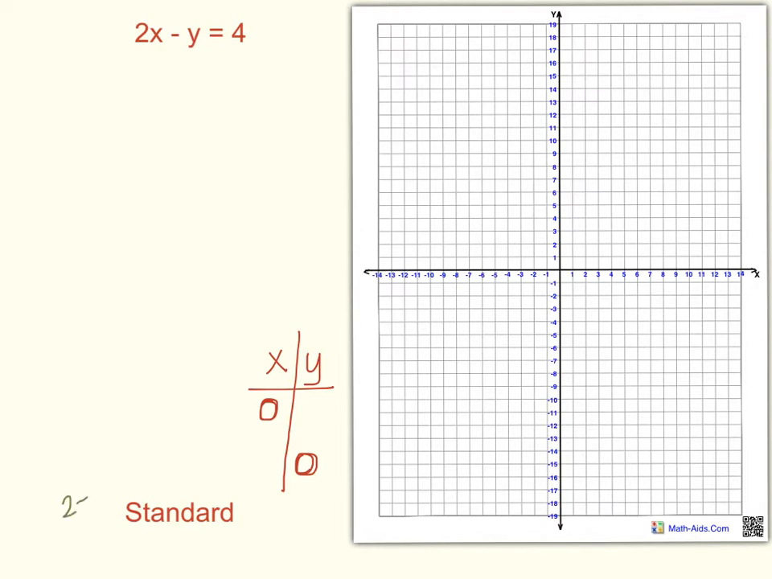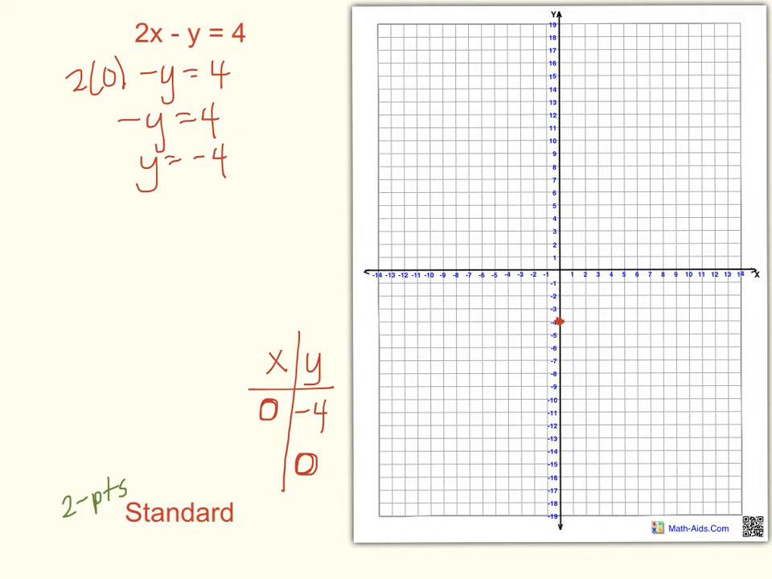This is why a lot of students like standard form. It only requires 2 points. You don't have to have 3 like we did in the last T-chart. If I plug a 0 in for x, it's 2 times 0 minus y equals 4. Well, that x completely cancels itself out and gets me y is -4. What did I just do? I just intentionally canceled the x and found my y-intercept, which in this case is 0, -4.